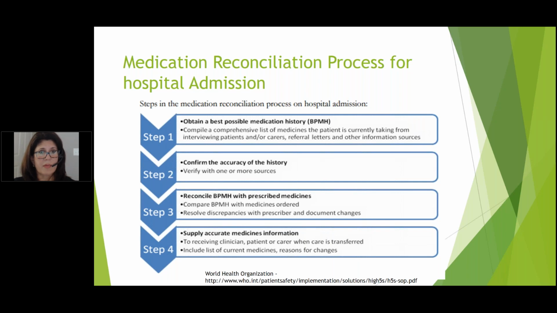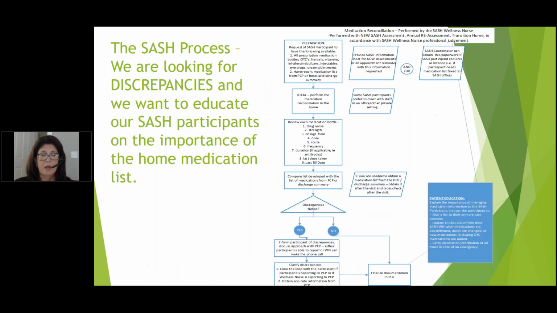So step 2, confirm the accuracy of the history. Step 3, reconcile your best possible medication history with prescribed medications, resolve any discrepancies, and then make sure you're closing the loop and supplying accurate medicine information. This is from the World Health Organization. As you can tell from the organizations I've referenced, this is a pretty significant process nationally within the healthcare system.